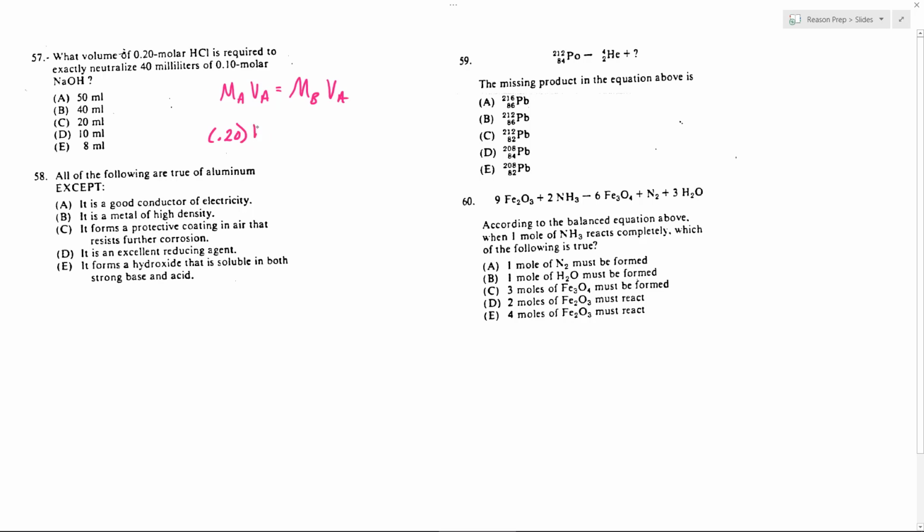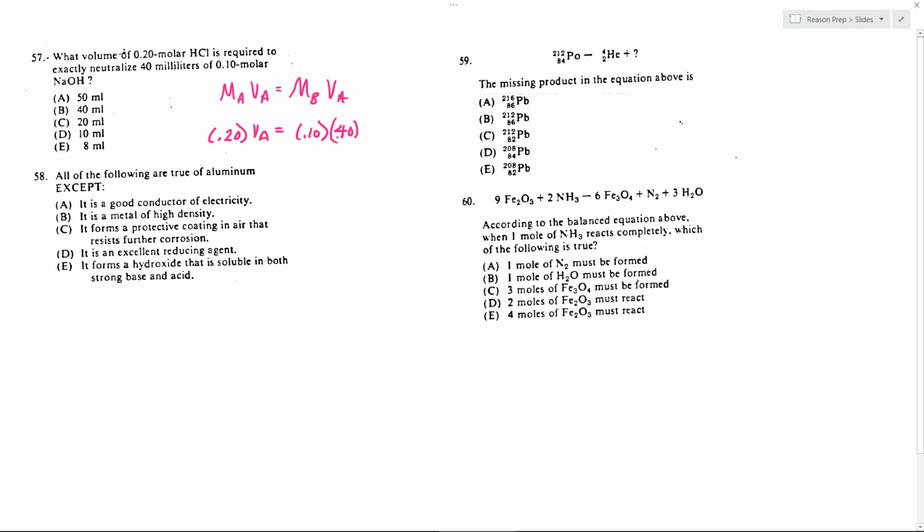The volume, well, that's what we're looking for. We're looking for the volume of the acid required. Next, the molarity of the base is 0.10, and its volume is 40. When you're using this formula, as long as you're consistent with your units, molarity and volume being in liters or milliliters, it doesn't matter. So I'm going to keep this as 40. You could turn it into 0.04 in liters if you wanted to, but it's fine.